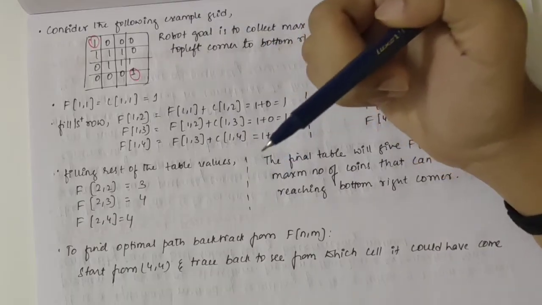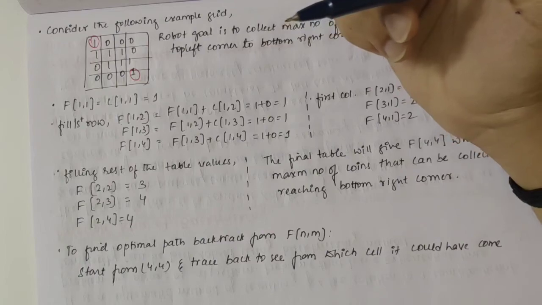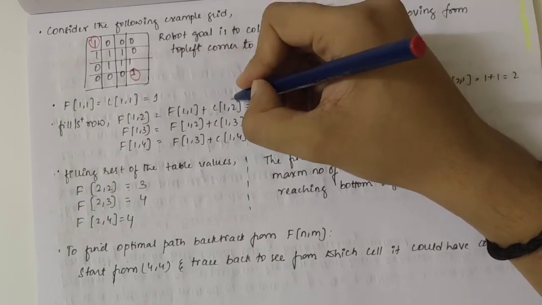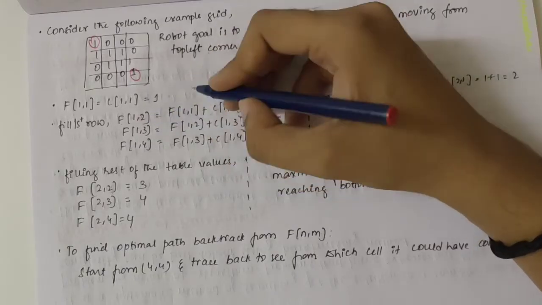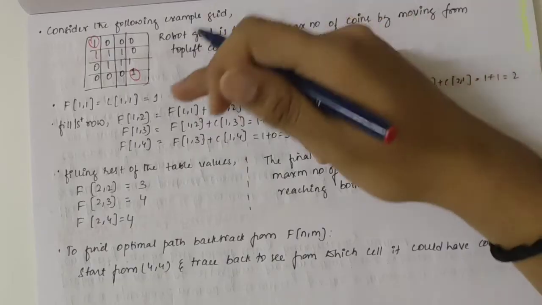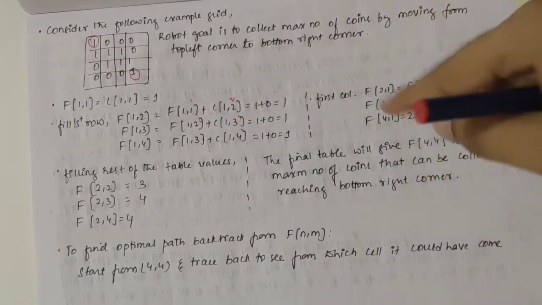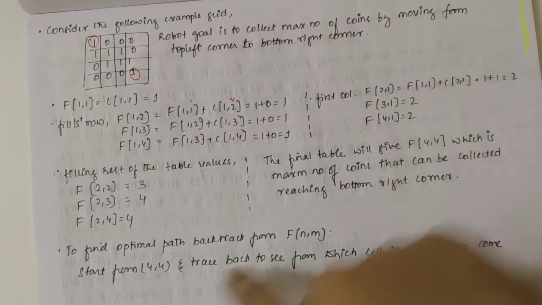Next, I start filling the first row, that is 1 comma 2, by applying the formula we have seen in the algorithm, f of 1 comma j minus 1 plus c of 1 comma j. First I take j as 2, then 3, then 4. Finding these values I get 1, 1, 1. And for the first column, again applying the algorithm, 2 comma 1, 3 comma 1, 4 comma 1, I find the values 2, 2, 2.